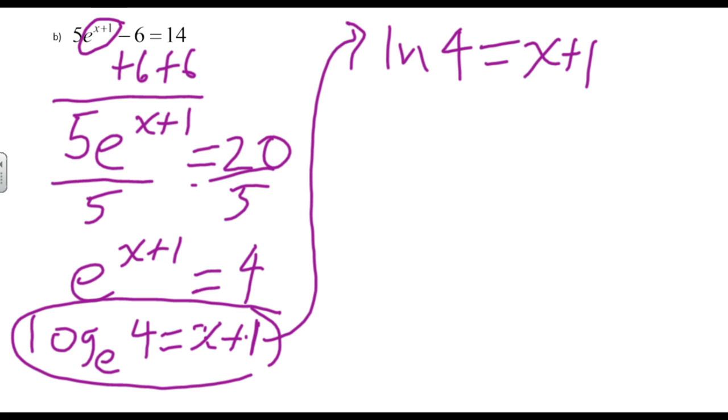Again, I could type in on my calculator using my ln button. I could just hit ln of 4 and get a decimal. But I'm going to leave my answer in exact form and just subtract the 1 across and get x equals the natural log of 4 minus 1. And that's my final answer.